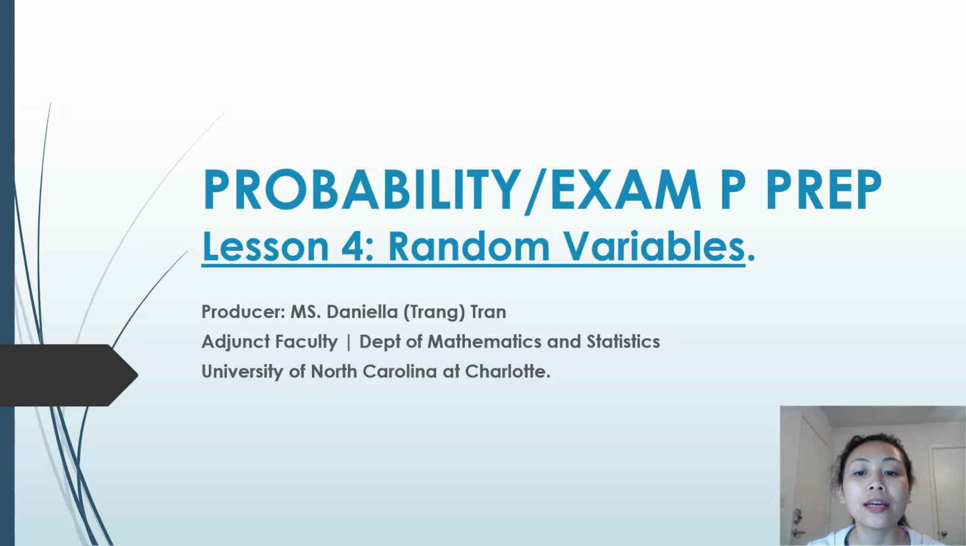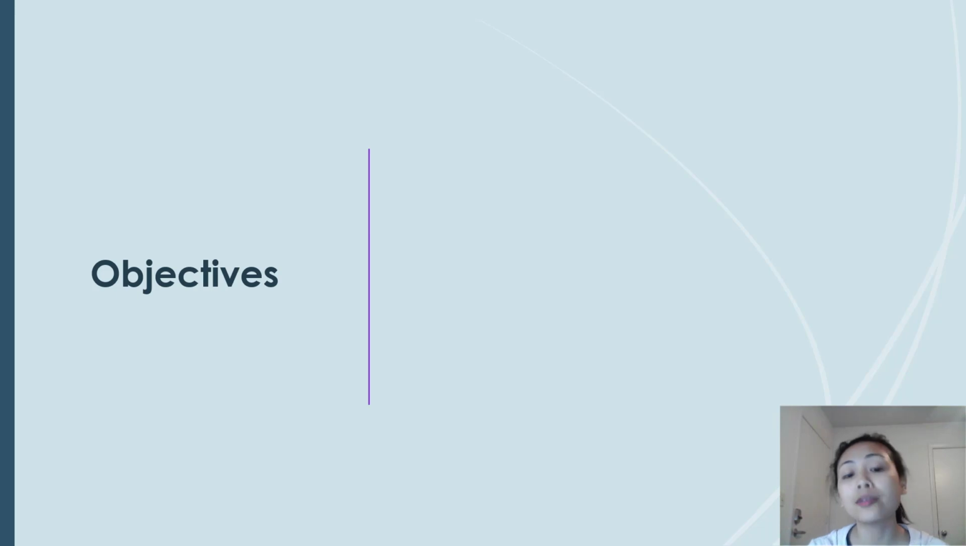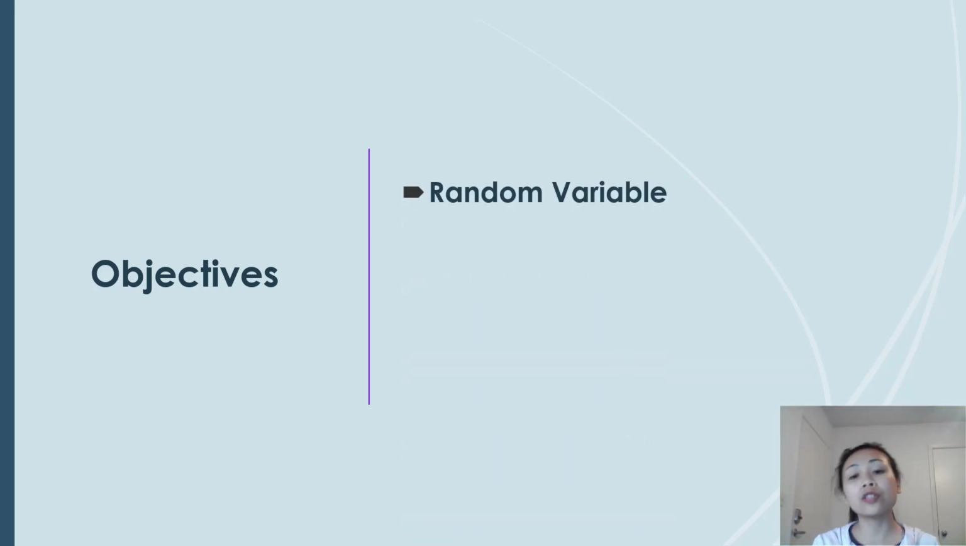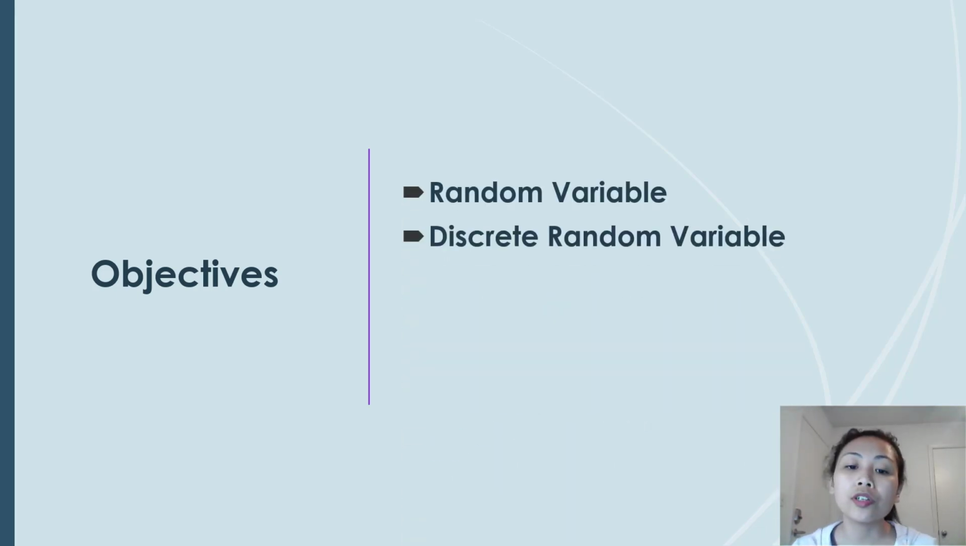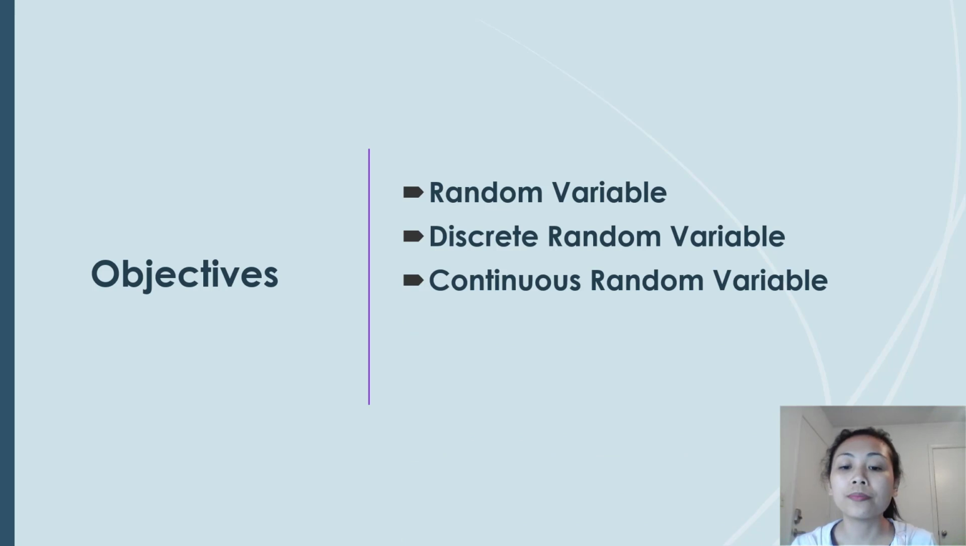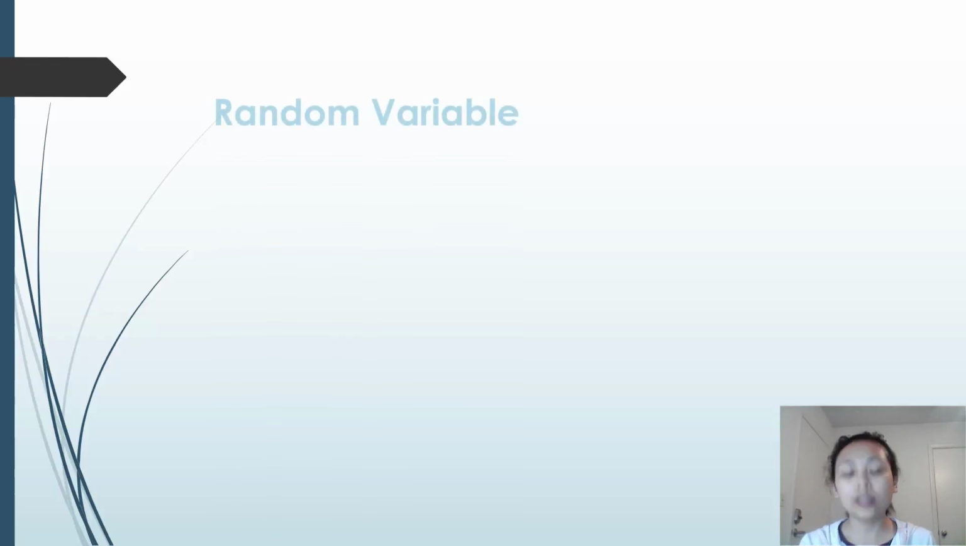Daniel's here and today I'm making my lesson 4 in the series of probability and SMP preparation. And today's lesson I'll be talking about random variables. So here are the objectives. First of all, I'm going to introduce random variable. Then I'm going to consider the two cases of random variable, the discrete and continuous cases. So let's get started.